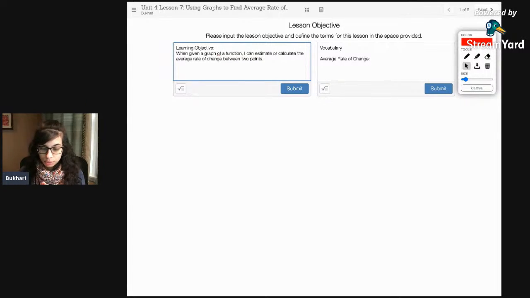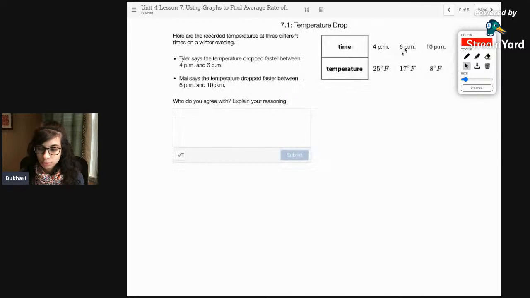And so today's learning objective is when I give a graph of a function, I can estimate and calculate the average rate of change between 2 points, right? We're talking about a relationship between 2 different points. Our vocab word today is average rate of change. And so this is a nice and short activity, but the goal of this activity is to get you comfortable with an application of a function. And so we're talking about the idea of temperature initially.